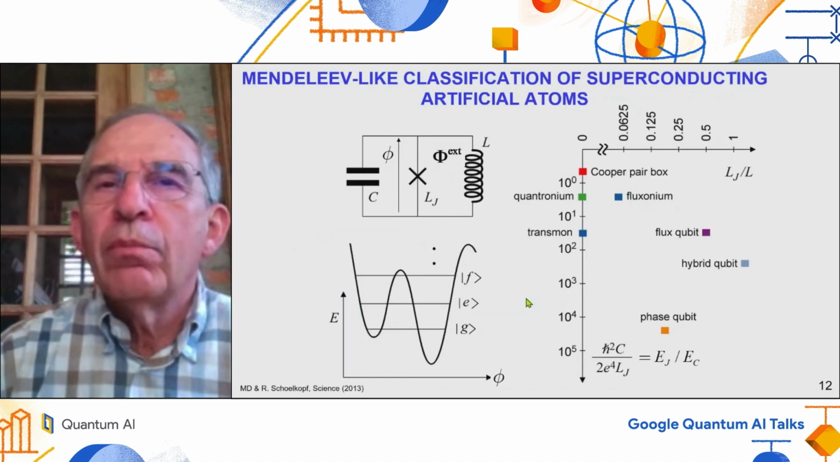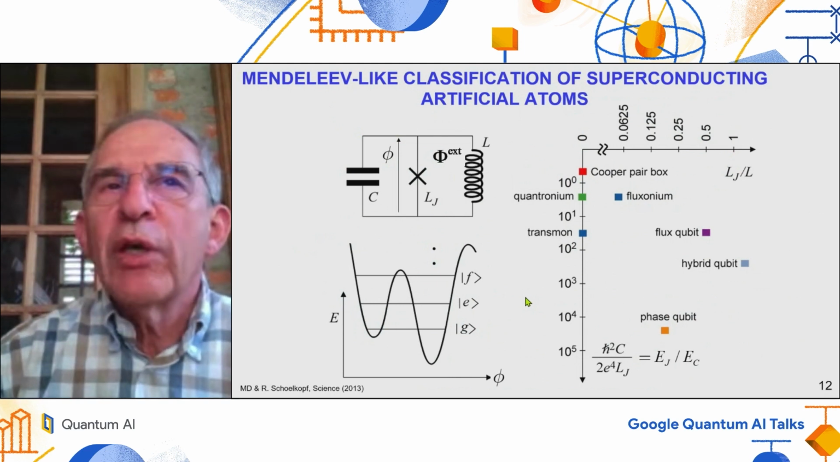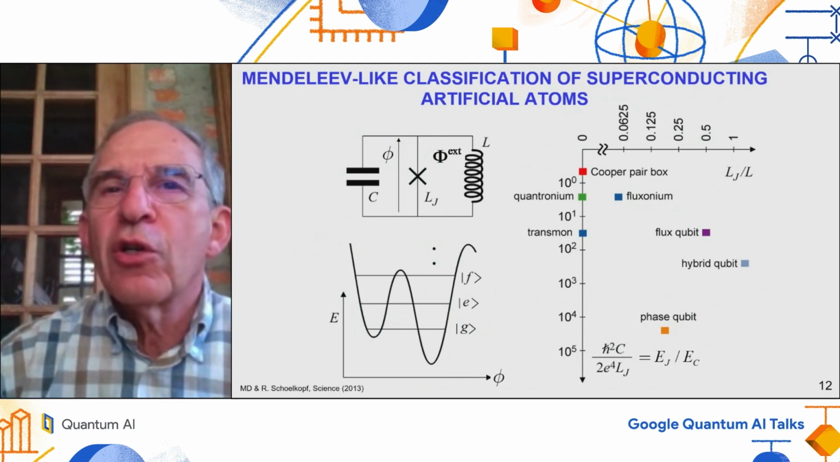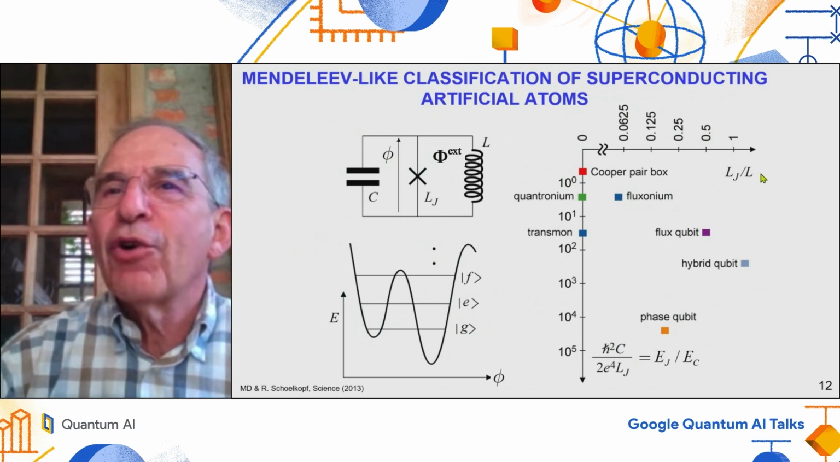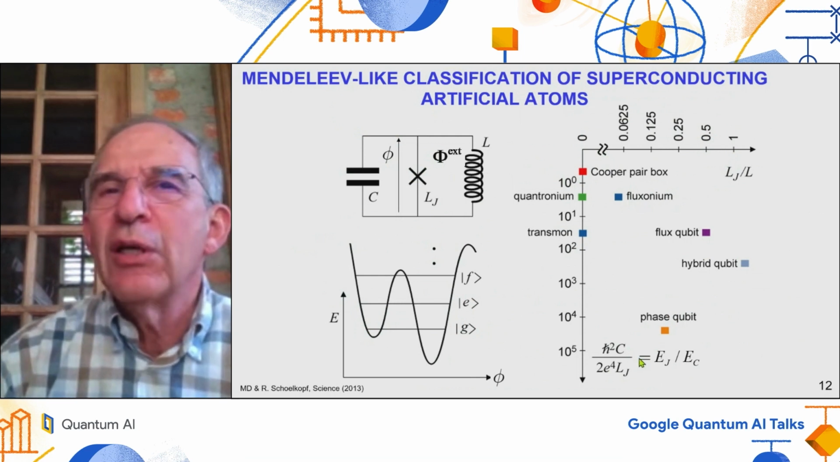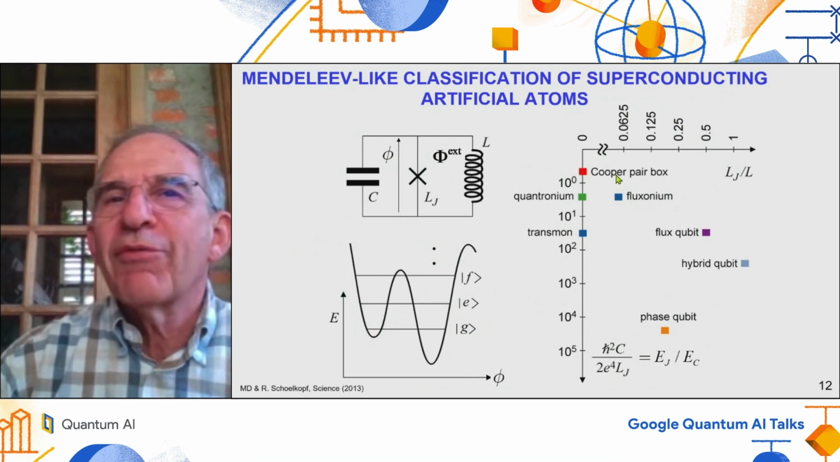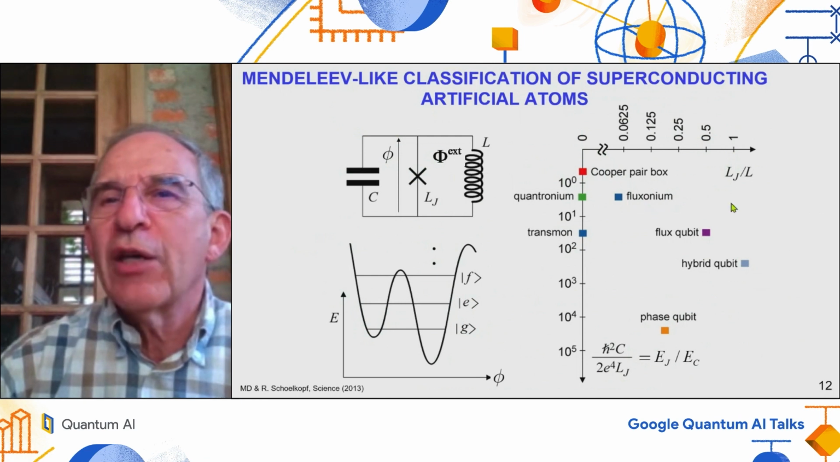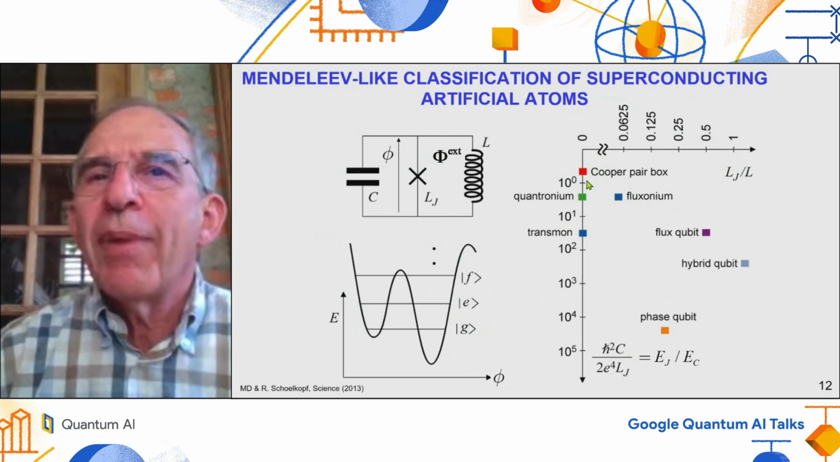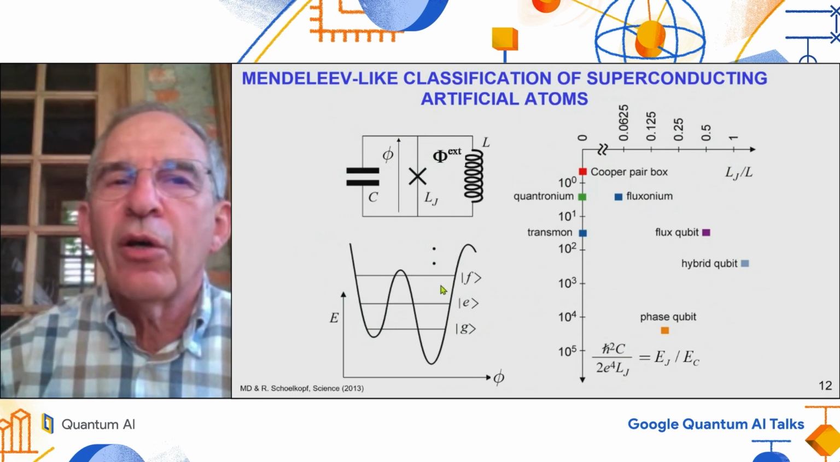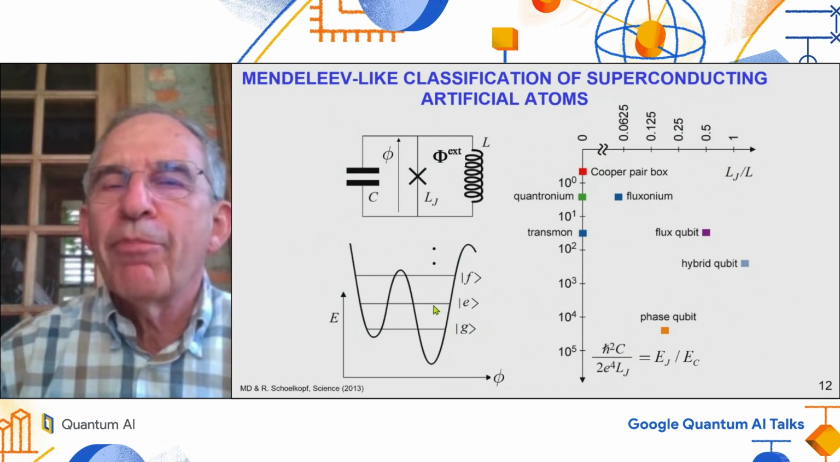Okay, so now we come to the discussion of the various artificial atoms. There is a sort of Mendeleev-like table, if you want. Of course, these two parameters vary continuously, but researchers have given names to particular locations in this domain, and each location is in a sense a particular atom with a particular set of levels and properties.